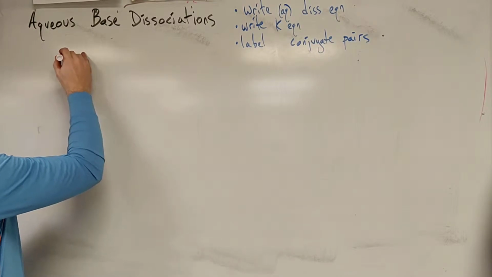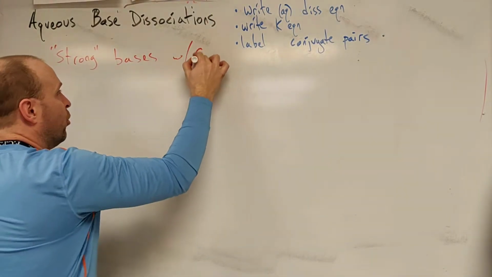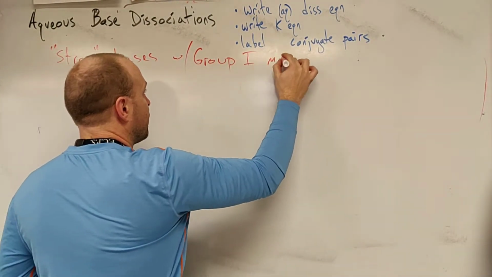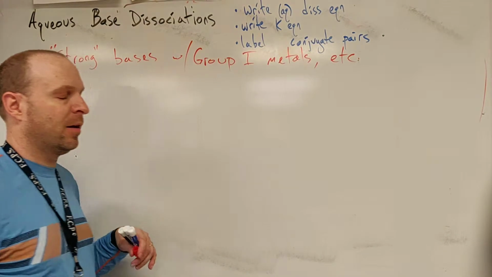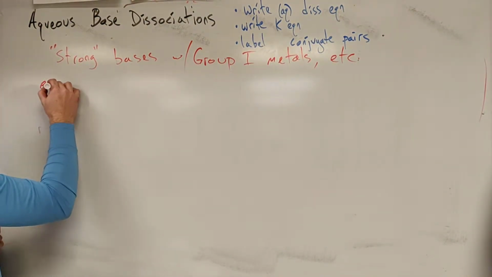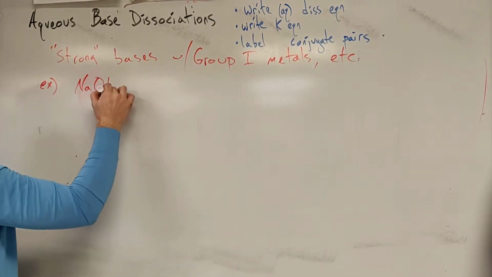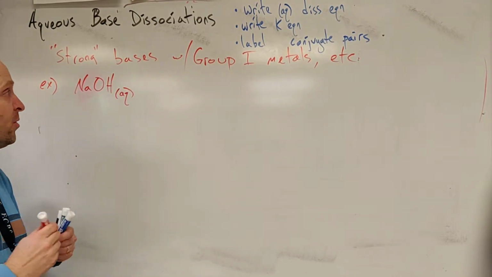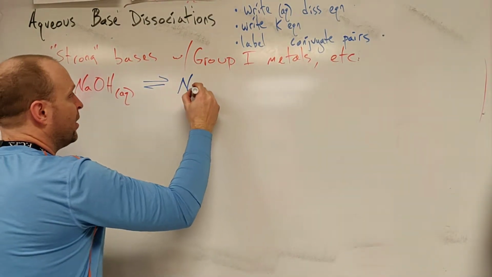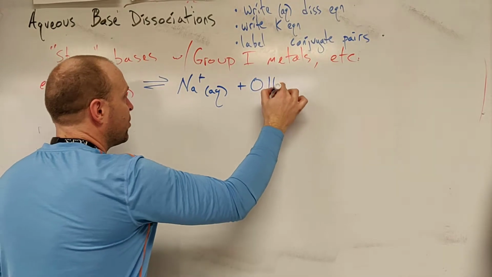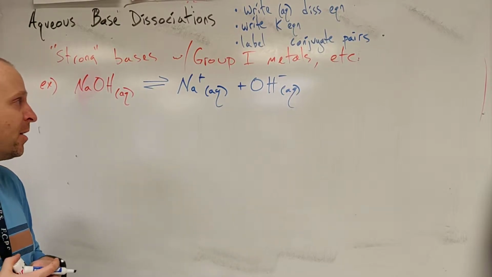So for strong bases with group 1 metals, etc. Okay? Highly soluble bases is what we'll say. And I think that's a good enough explanation. So for example, you might have something like sodium hydroxide, NaOH, aqueous. All right, that dissociates in water. It gives you the species Na plus and OH minus. So it is the raw definition of an Arrhenius base, which produces hydroxide ions in solution.